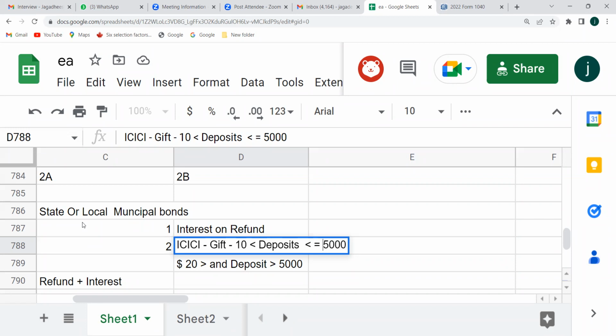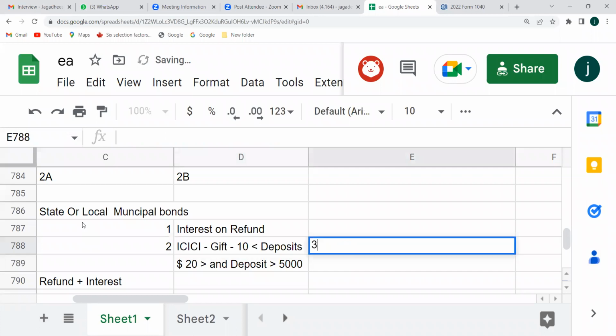In my example, I am opening an account with one bank and I am getting one gift worth $20. In this case, I need to pay tax on it. Why? Because it is more than $10.